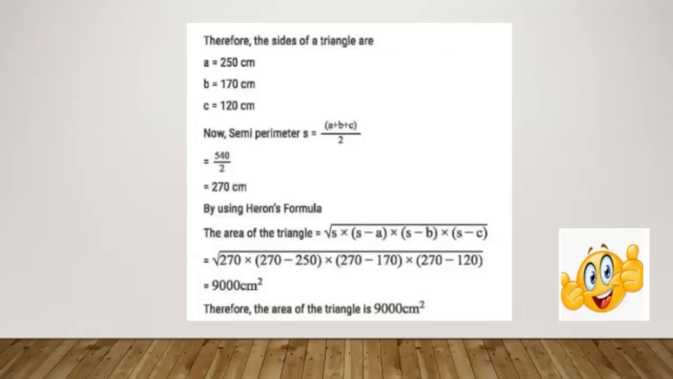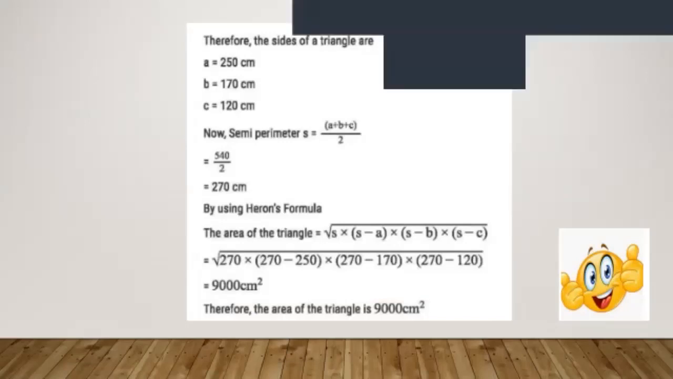What are the sides that you have got? 250, 170, and 120, all in centimeters, right? Yes, ma'am. Fine. So if you calculate in centimeters square, I've got 9,000 centimeters square. So 90 meters square cannot be the right answer. It is 9,000 divided by 10 to the power of 4. So it will be 0.9 meters square.